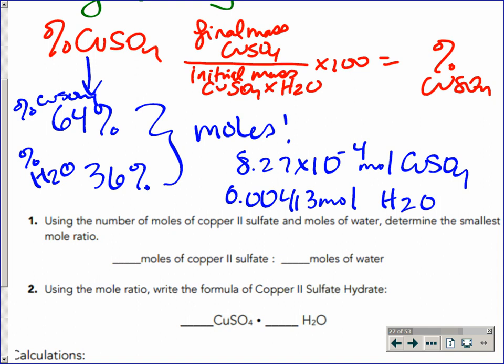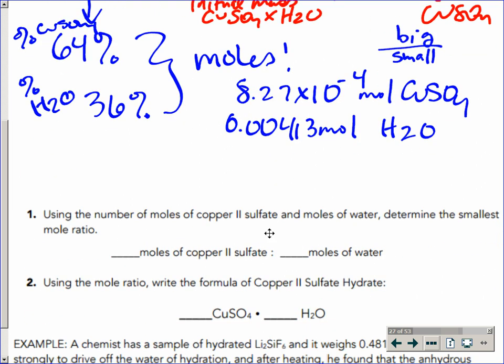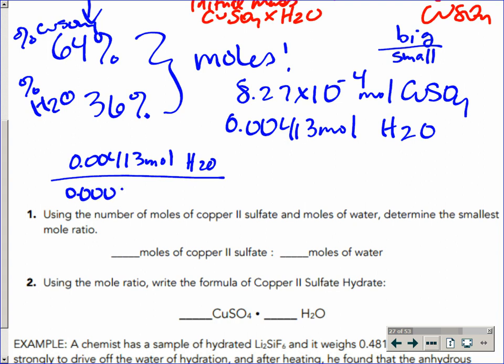So whatever is your bigger number, I want you to take the bigger number and divide it by the smaller number. Whatever your bigger number of moles is, take that and divide it by the smaller number of moles. Make sure you put parentheses, because you know your calculator's not as smart as you want it to be. And CJ, I'm going to keep using your data, because, you know, I'm using your data.